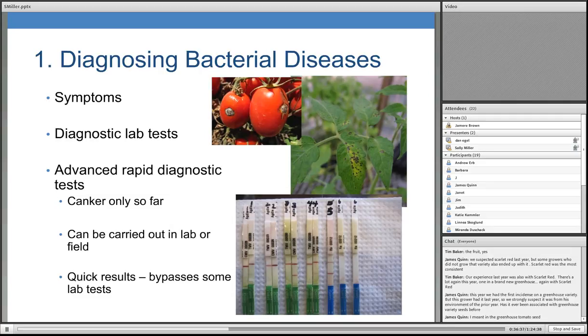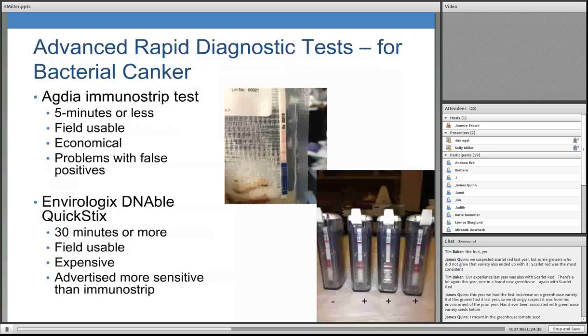These field usable diagnostic tests are available only for canker at this point. We'd love to have one for spot as well, but with those 4 species, it makes it kind of hard to develop one. These can also be used in the lab, but they are very nice because the tests are quick. And if you combine that in the lab with bacterial streaming, as Dan mentioned, it makes it very fast to give an answer. In fact, if the grower is standing there, we can give an answer.